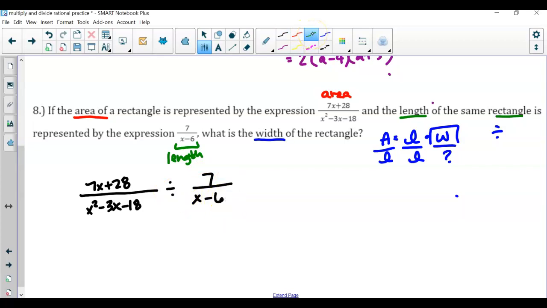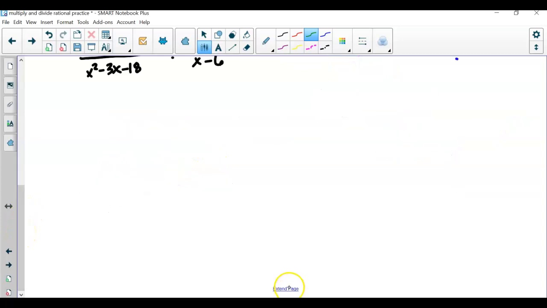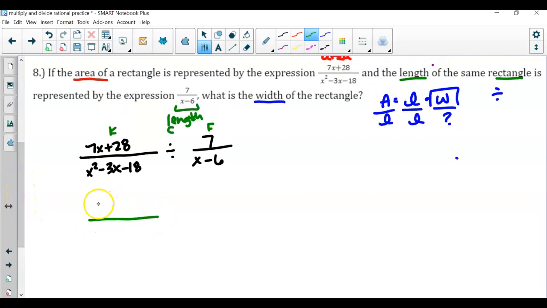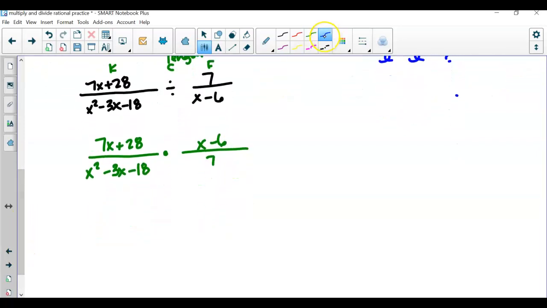Now, before we get started, do we need to use our process of keep, change, flip? Yes, because I'm dividing two fractions here, two rational expressions. So I do need to keep that first rational expression, but change the second to its reciprocal. So I'm going to keep 7x plus 28. But now multiply that by x minus 6 over 7, reciprocal. Now we can go ahead and get started multiplying straight across, but before we do that, let's go ahead and factor. Can we factor? Yes.